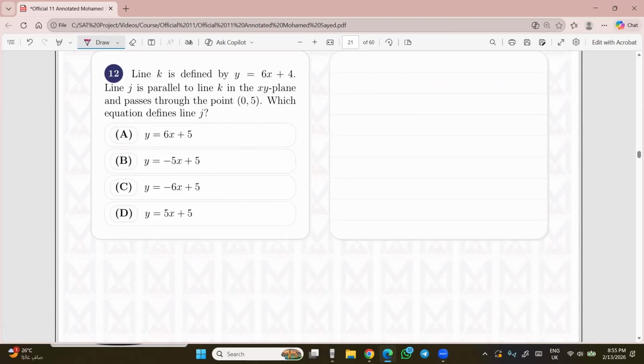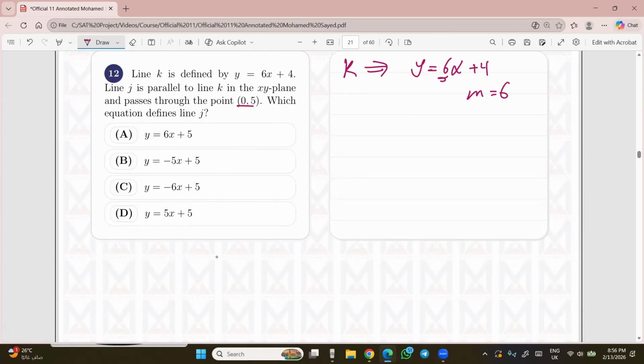Question number 12. Line K is defined by this, and line J is parallel to line K and passes through the point (0, 5). Which of the equations represents or defines line J? So line K has this equation: y is equal to 6x plus 4. Now we have the slope of 6 and the y-intercept is 4.